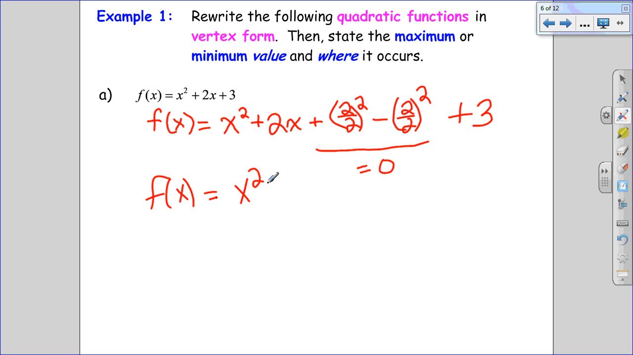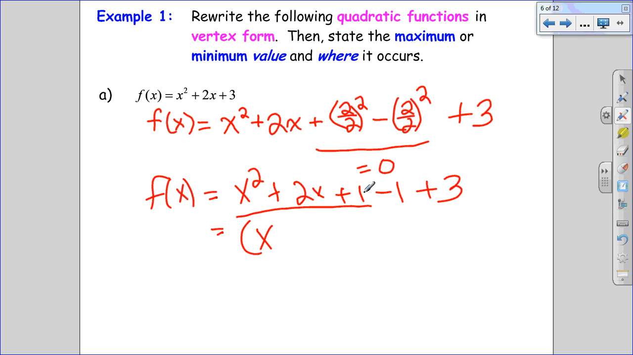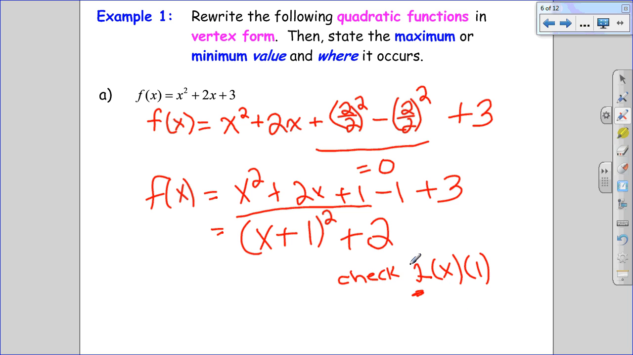So f of x equals x squared plus 2x plus 1, take away 1, plus 3. And if I look at these three terms here, that's a perfect square trinomial. X squared is a perfect square, 1 is a perfect square. They're both positive, and I copy the sign from in front of the linear term, and it's plus 1 squared. Negative 1 plus 3 gives me positive 2. And remember, if I check my middle term to make sure my perfect square works, it's 2 times x times 1. The 2 was this 2, so I had to divide it away.